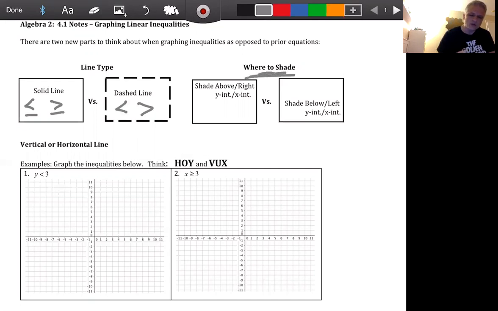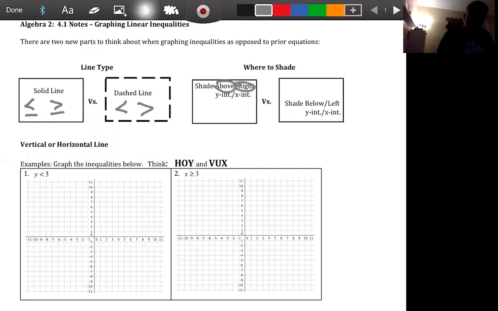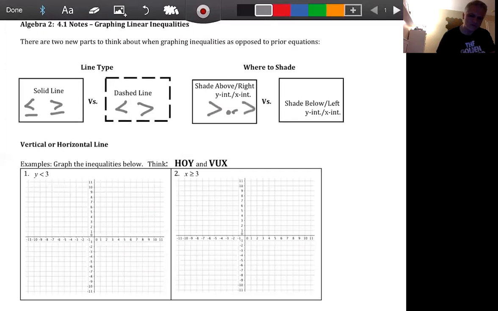Now, you're going to be shading. You're going to shade above or to the right. Above the y-intercept, to the right of the x-intercept, if we are talking about a greater than or a greater than or equal to. So if it's greater than, it'll be a dashed line and above or to the right.